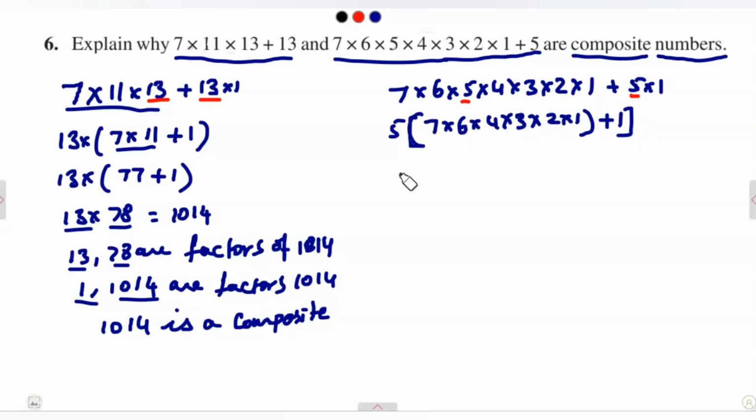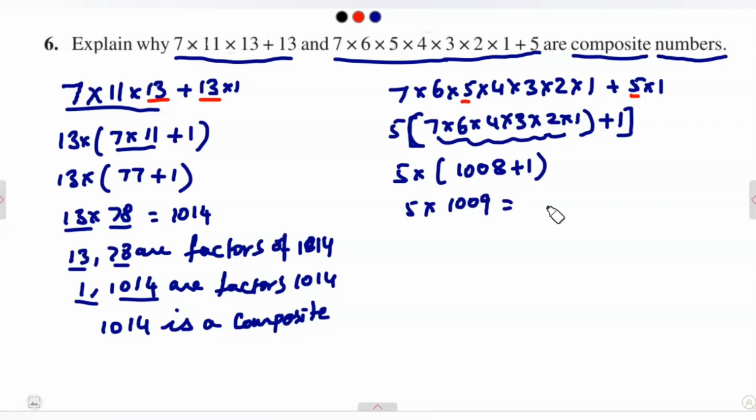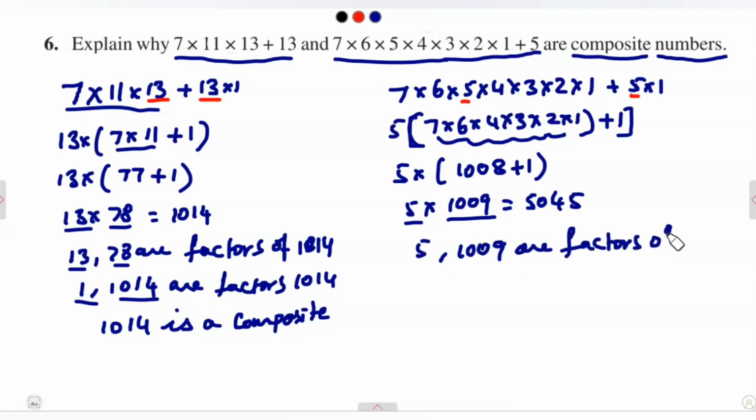Now 5 into, let us multiply the inner part. If you multiply all this, you will get 1008 plus 1, which gives you 5 into 1009. This is equal to 5045. Now you understand that 5045 is a multiple of these two numbers. That means 5 and 1009 are factors of 5045.